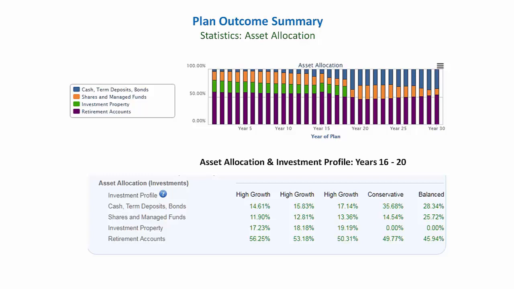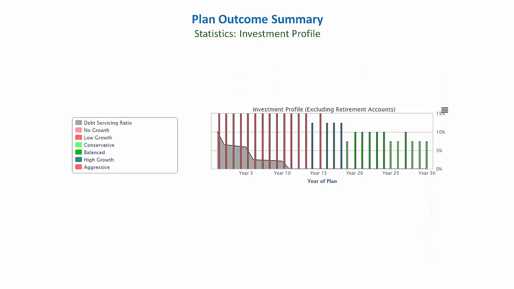In this case, approximately half your investments are in superannuation, with the balance divided between cash, equities and real estate. Note how the percentage of cash is increasing as the age increases. The final graph for statistics displays what Financial Mappers calls your investment profile. This profile is calculated only on the investments held outside your retirement accounts.